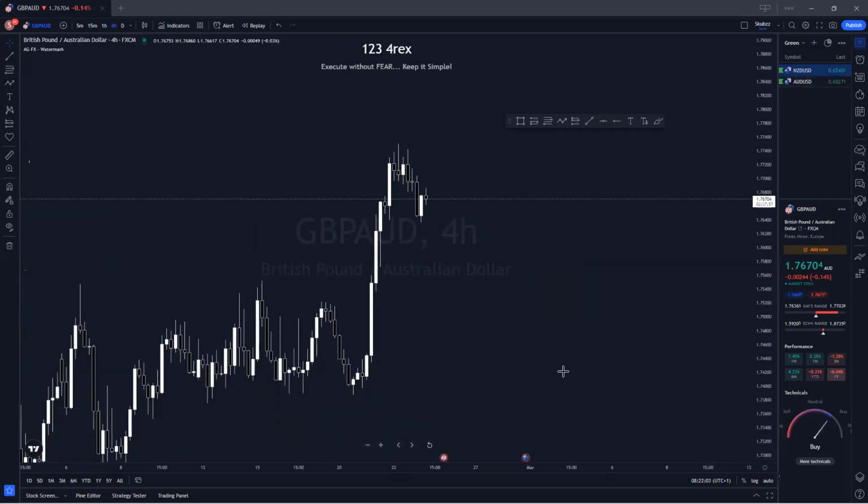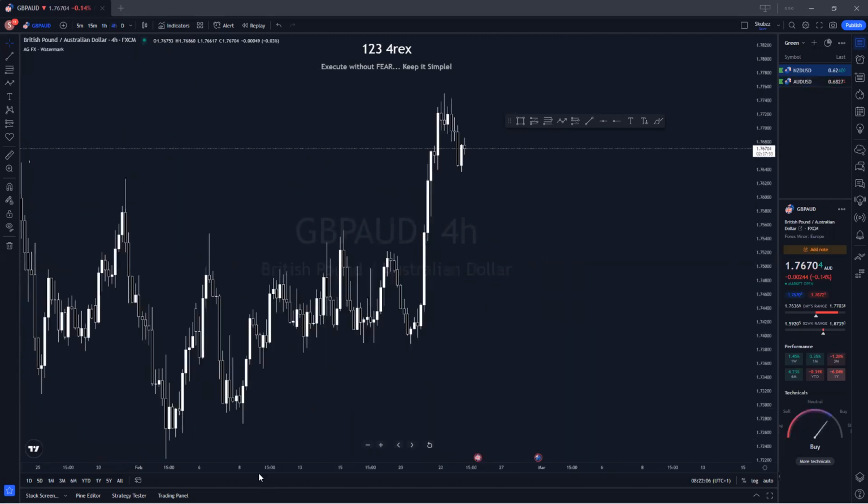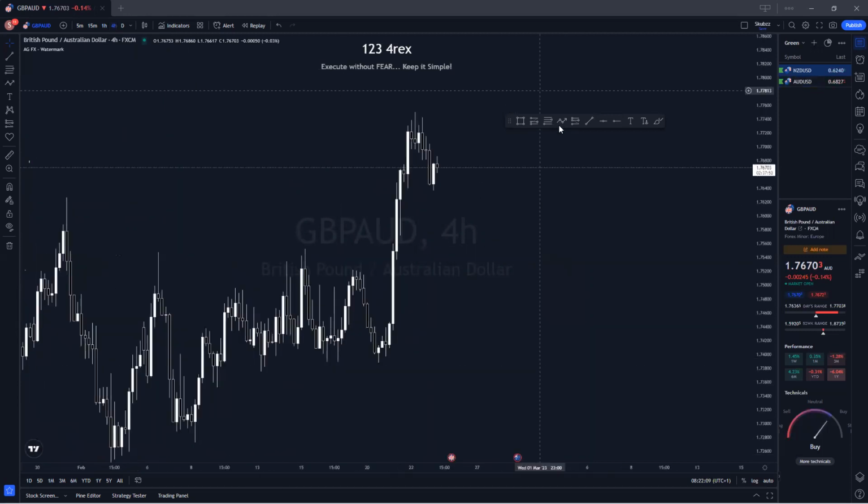Is it bullish or bearish? Okay, we're sort of bullish on this one. We were basically ranging, then we broke above, and now we're retracing. We're sort of retracing right now. So let's jump on here and see what we can get.